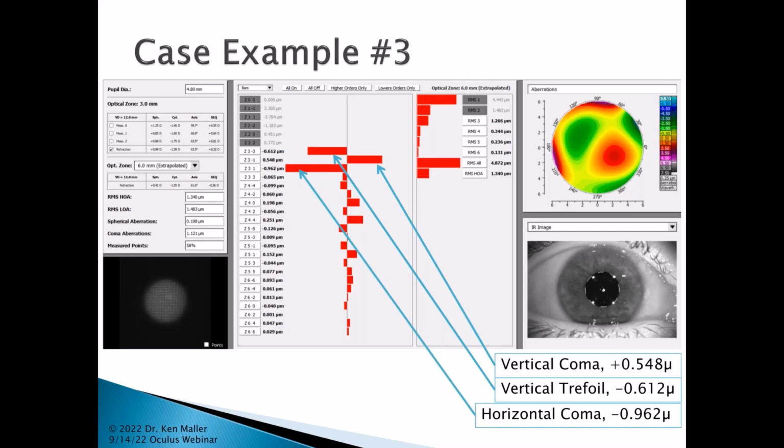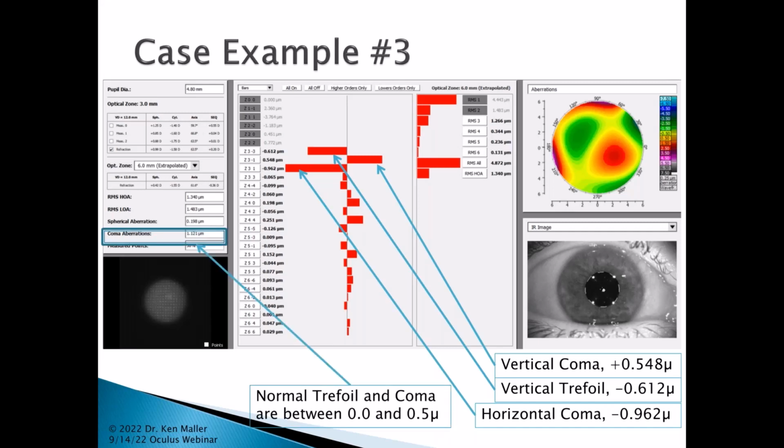Just so you understand what those are for people who are not familiar with aberration data, normal trefoil and coma are generally between about 0 and 0.5, and you can see the total coma she's dealing with is 1.12 microns. So that's a significant amount of aberrations that she's trying to see through, hence she's unhappy with her vision in her glasses.